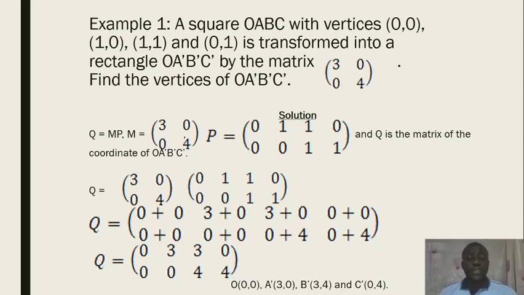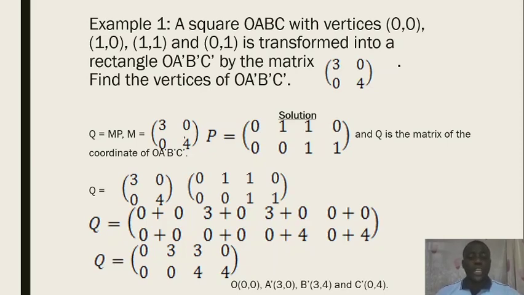0 times 0 is 0, plus 4 times 0 is 0. Then 0 times 1 is also 0, while 4 times 0 is 0. 0 times 1 is 0, while 4 times 1 is 4. That's why you have 0 plus 4. And 0 times 0 is 0, while 4 times 1 is 4. And when you add them together, you will now have the matrix below.